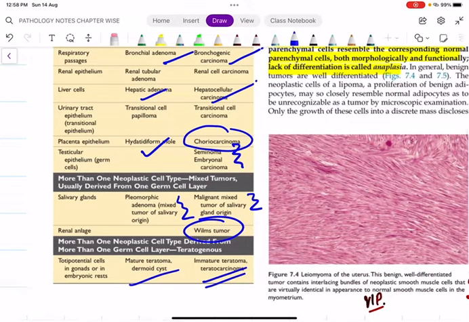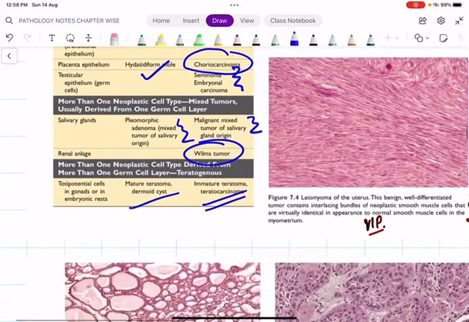Remember, mature teratoma is benign, whereas immature teratoma, this is a very important point, I'm going to highlight with green color. Mature teratoma is benign, whereas immature teratoma is malignant.